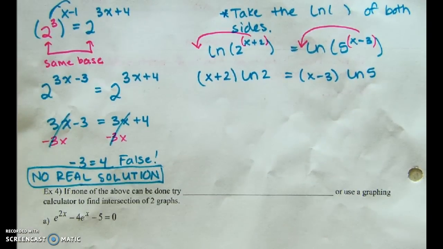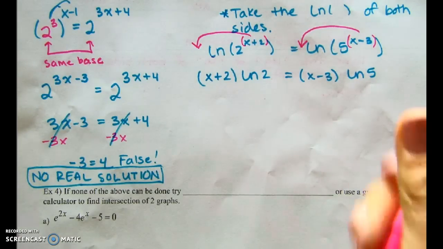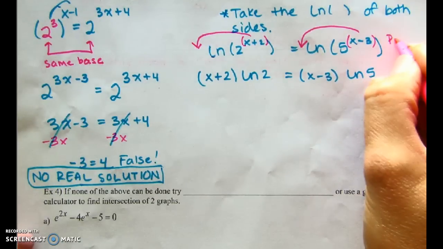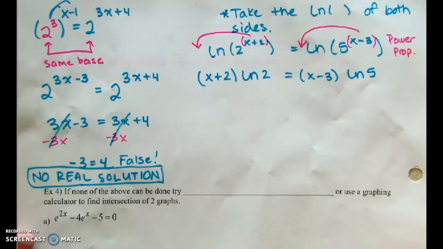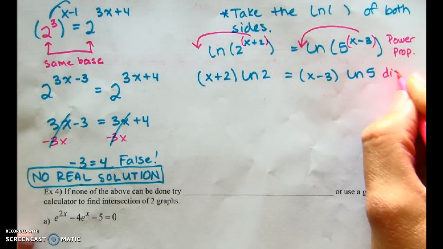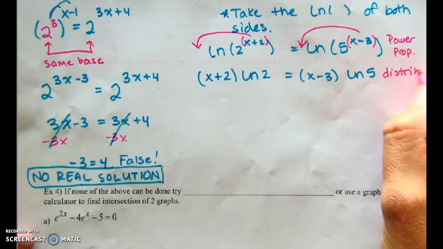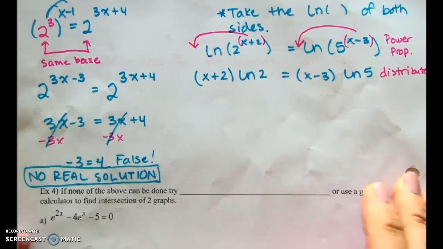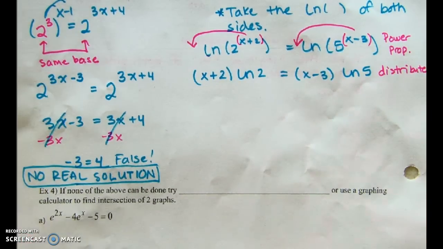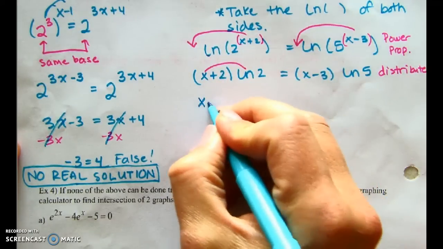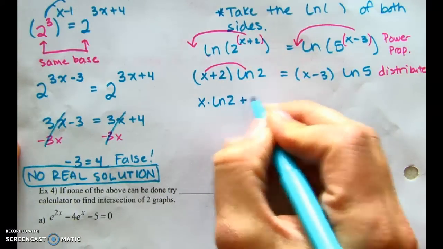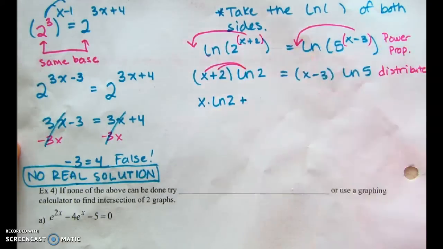We have to solve for that x. Okay, what should we do next? So we brought it down in front using that power property of logs. Now we're going to distribute. How are we doing on time? We're good. Distribute. X times the ln of 2, plus, remember that plus sign here? Plus 2 times the ln of 2.